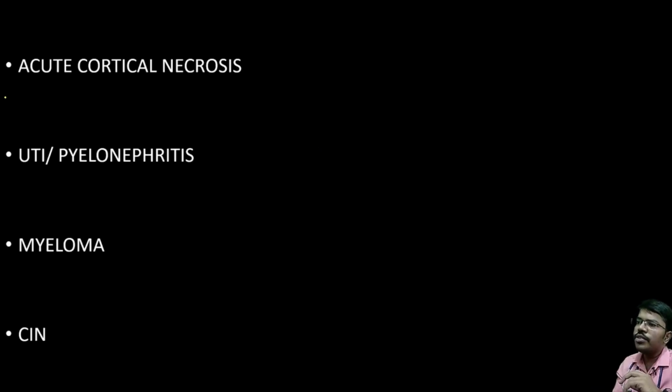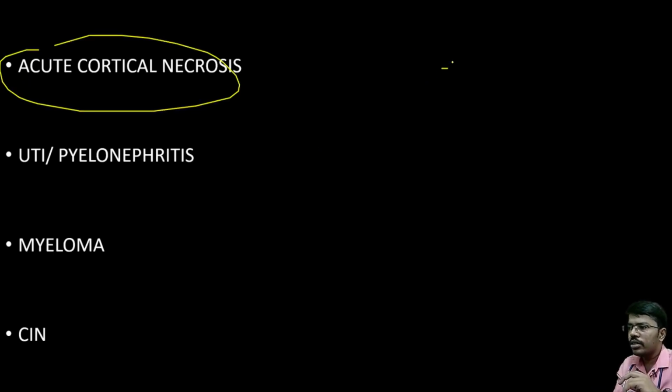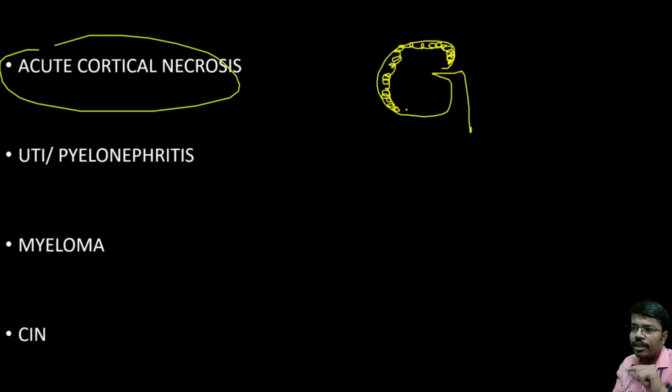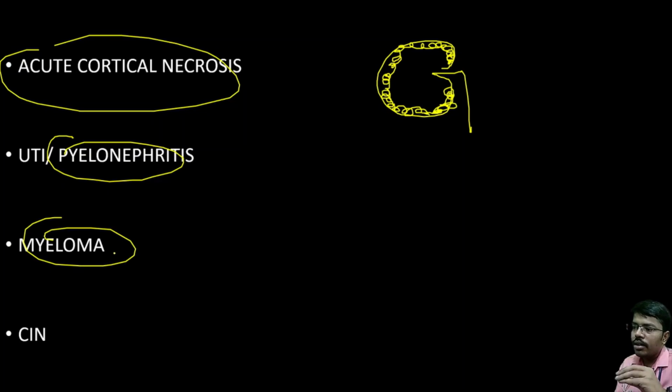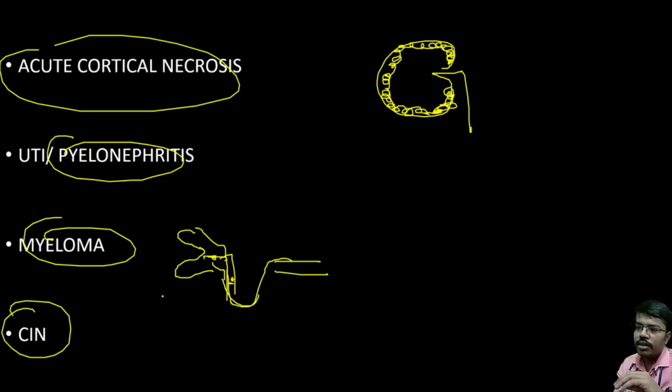And what are the other specific forms of AKI? One is acute cortical necrosis. Because of severe blood loss or toxin, the entire cortex gets necrosed. It is not only the nephron blood supply, the entire kidney blood supply is gone. Sometimes UTI, pyelonephritis can cause sepsis related AKI. Myeloma causes cast nephropathy, which causes obstruction of the tubule. Excessive light chain goes inside the tubule and gets obstructed. And contrast induced nephropathy. These also cause AKI.